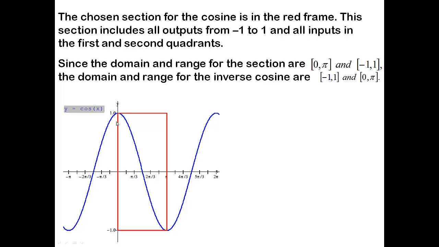And the normal convention for inverse cosine is to use from 0 to pi, because at 0, the cosine is equal to 1. At pi, the cosine is equal to -1. And from 0 to pi, it goes through all the values from 1 to -1. So the domain for the cosine, in this case, is 0 to pi. That becomes the range of the inverse cosine function. Since the range for the cosine function goes from -1 to 1, that becomes the domain of the inverse function.